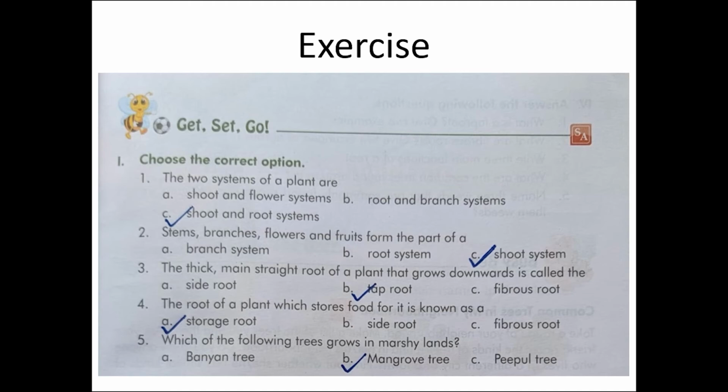Number 5, which of the following trees grows in marshy lands? A, banyan tree, B, mangrove tree, C, peepal tree. Correct option is option B, mangrove tree.